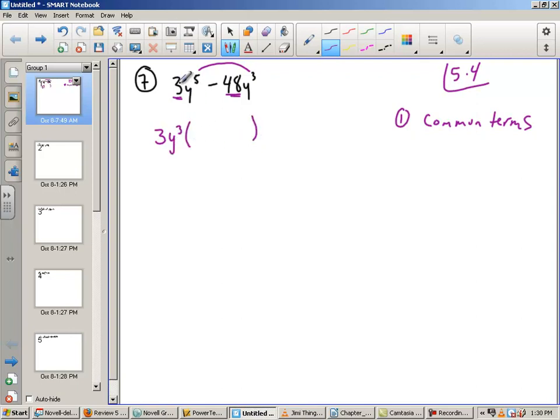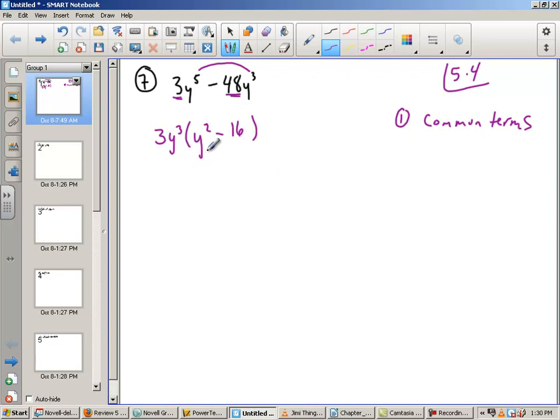And I'll say what would be left over? Well, 3 divided by 3 is 1. Y to the fifth divided by y to the third is y squared. You can keep track of that too by subtracting or adding here. 3 plus 2 is 5. I'm going to have minus 48 divided by 3 is 16. And if you look, the 3 minus 3 means I won't have any y's here.